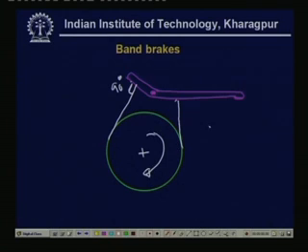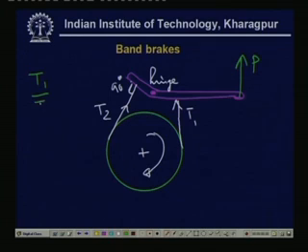Then of course, in order to apply the brake we have to have T1 greater than T2, if T1 is the tension appearing in the taut side and T2 is the tension appearing in the slack side. Then we have to apply, this is the fulcrum hinge, this is the hinge. We have to apply a force over here. Now, the analysis again remains the same: T1 by T2 remains e to the power mu beta, where beta is the total angle of wrap. You can see that the total angle of wrap is this angle, this is beta.